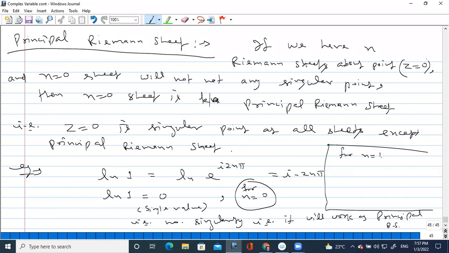For n equal to 1, the ln 1 value will be i into 2 pi. For n equal to 2, the ln 1 value will be i into 4 pi. So like this. These are imaginary values.